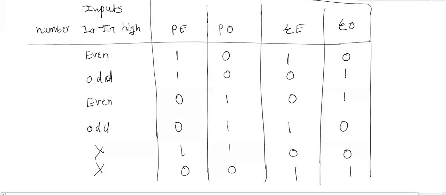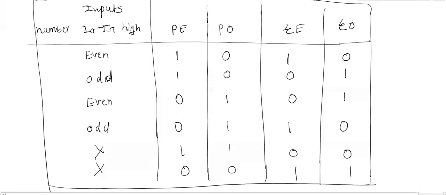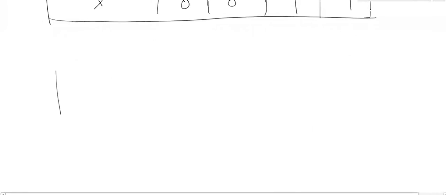Now this is the functional table of the 74180. These are the inputs and this is the output. For these inputs, the outputs are the summation of E and summation of O. Logic symbol of the 74180. This is the logic symbol of the 74180.